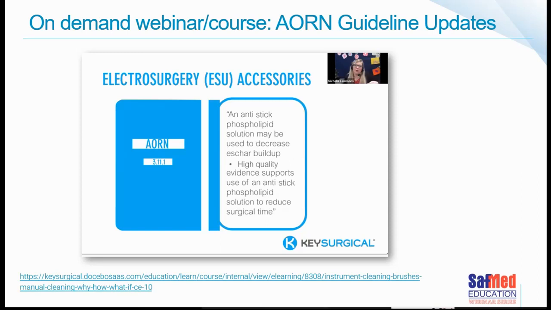To the best of my knowledge, I stand to be corrected, but I believe there are certain disposable forceps and blades that can be bought that already contain these phospholipid solutions, and of course you can separately buy the phospholipid solutions to treat your devices with during the procedure. Very interesting approach and some new guidelines.